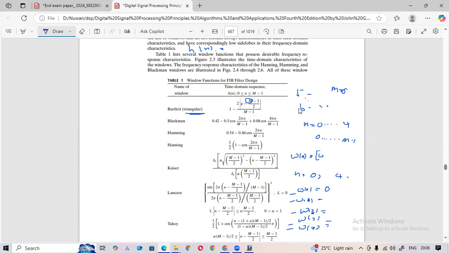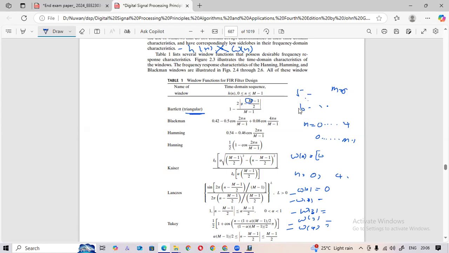Okay. You can calculate N2. Likewise, you can calculate this. Okay. Then what you need to do? You need to multiply. Once you find Hn, then what you need to do? You need to multiply Hn by the omega n.